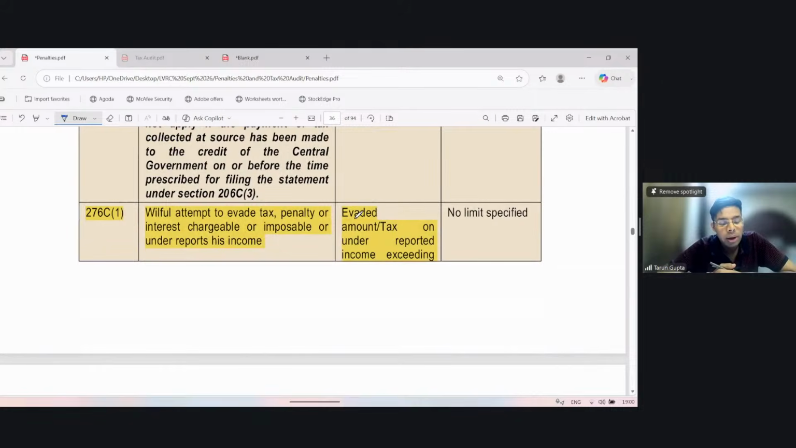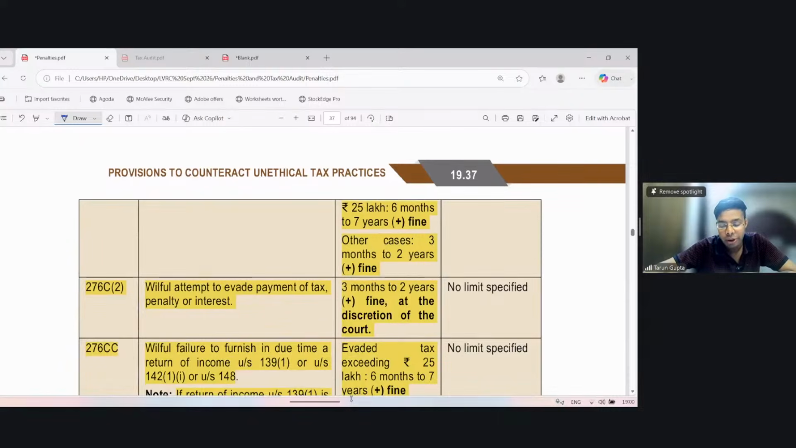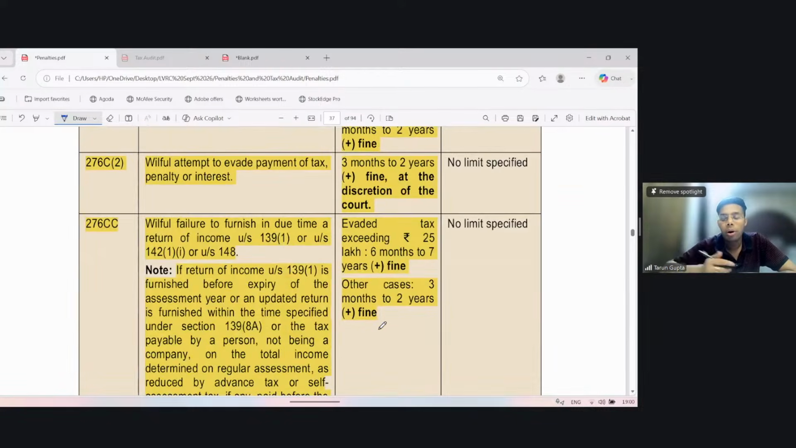If there is a willful attempt to evade tax, penalty, or interest chargeable or imposable, or under-reporting of income, and the evaded amount or tax on under-reported income exceeds 25 lakh, the prosecution is for 6 months up to 7 years plus fine. In any other case, it is 3 months to 2 years plus fine. If there is a willful attempt to evade payment of tax, penalty, or interest, then there is a prosecution for 3 months to 2 years plus fine at the discretion of the court. Okay.